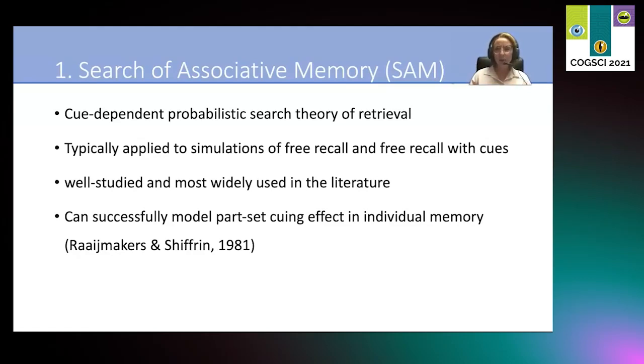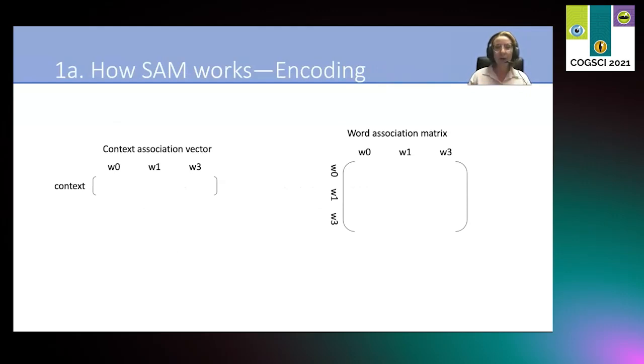We chose it because it's well studied and widely used within the literature, and it has been shown to previously produce the part set cueing effect in individual memory. And since the part set cueing effect is thought to be the individual memory analog of the retrieval disruption hypothesis, this is a very good start for this model. All right, so now I'm going to go over how SAM works, and then we'll talk about how we changed it to work for collaborative situations.